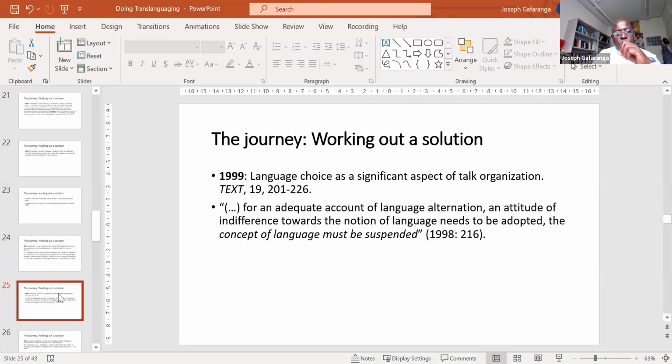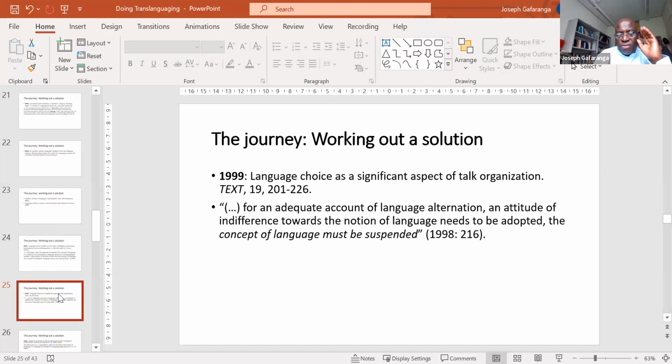And therefore, because it applies in some cases, I speak of suspending it. In a paper entitled Language Choice as a significant aspect of talk organization, I say, for an adequate account of language alternation, an attitude of indifference towards the notion of language needs to be adopted. The concept of language must be suspended.